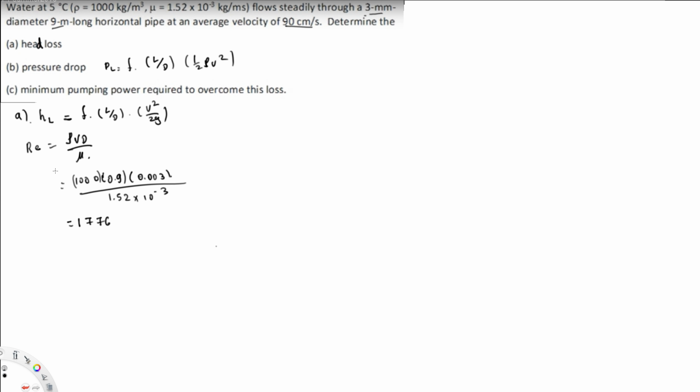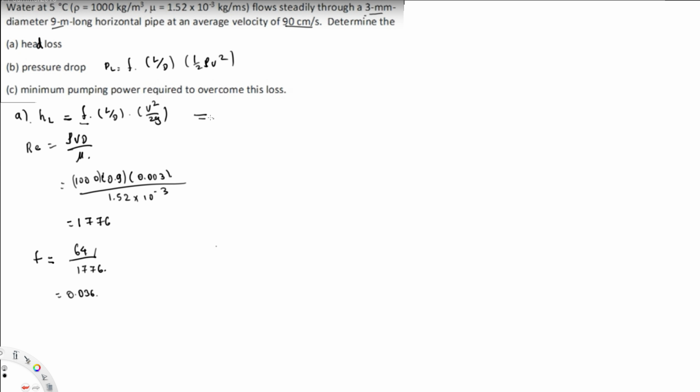This is the Reynolds number, but we have to find the friction factor. So friction factor can be calculated by 64 divided by this number, that's 1776. That's going to give us 0.036. Now we have this one, we can calculate the head loss.